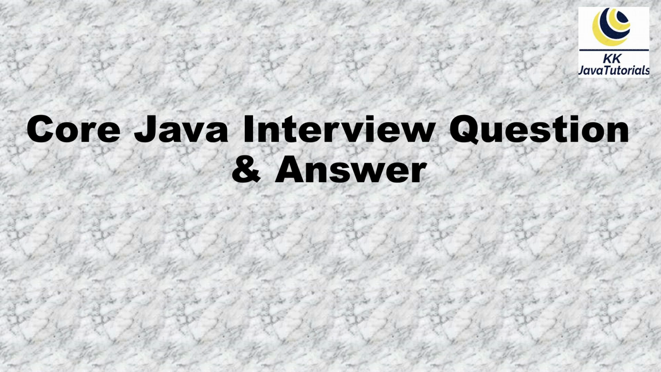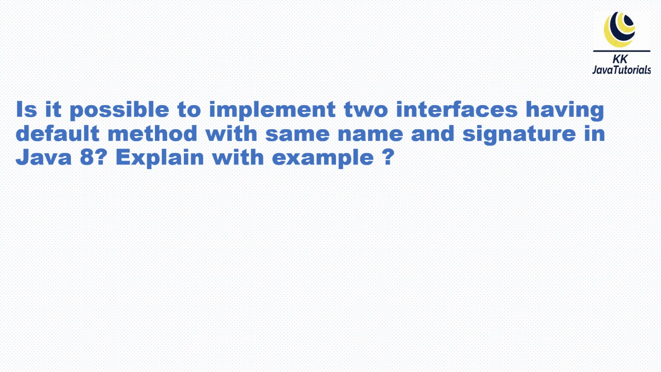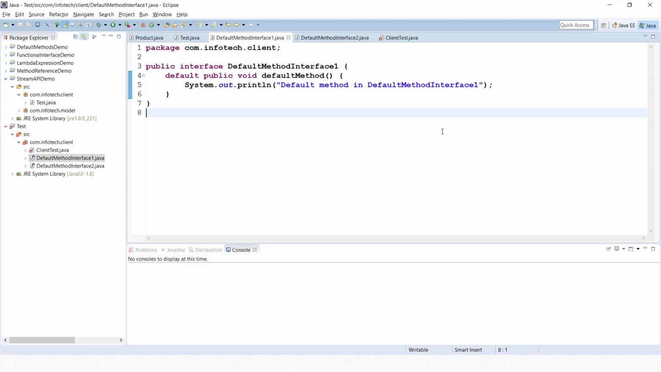In this video tutorial, we are going to talk about one of the very important Core Java 8 interview questions. And the question is: is it possible to implement two interfaces having a default method with the same name and signature in Java 8? Explain with example. So let's try to understand the answer to this question using an example. Before proceeding, let me tell you, this is a basic Java 8 interview question asked in interviews, and we will try to understand the answer through an example.